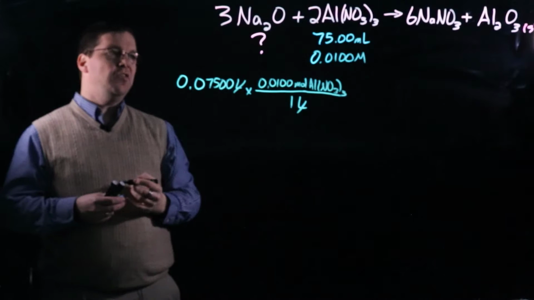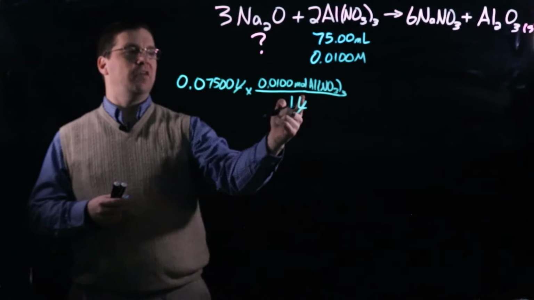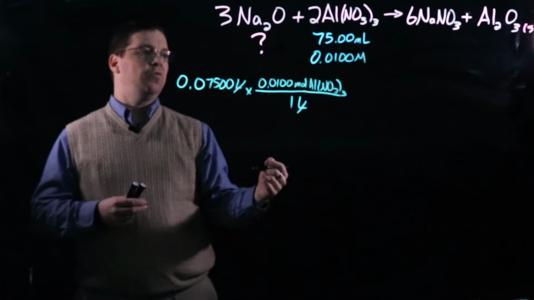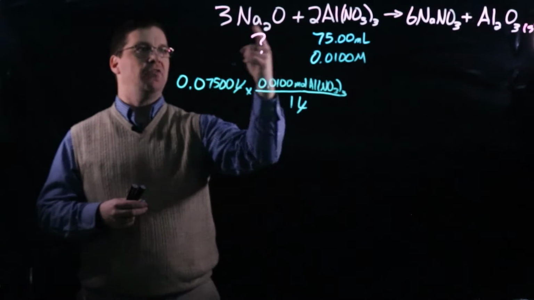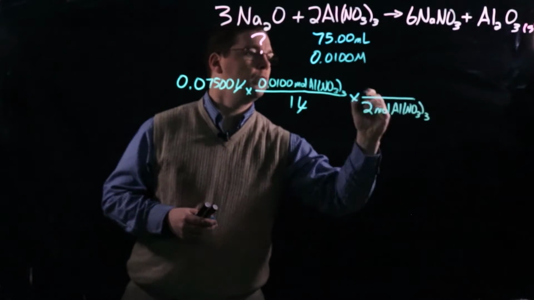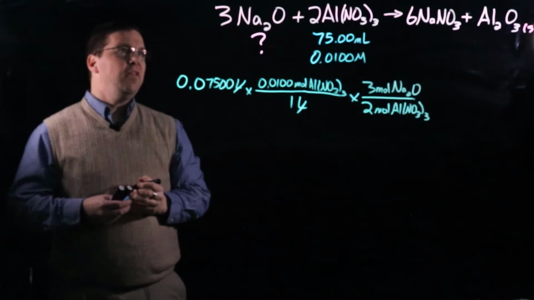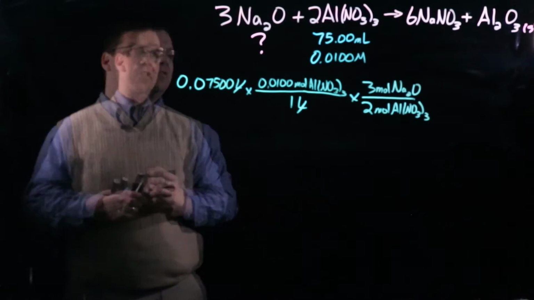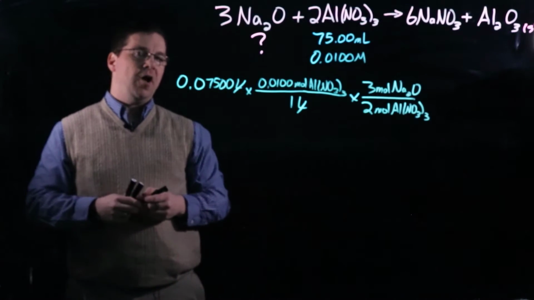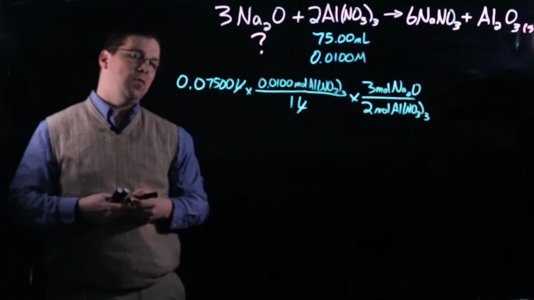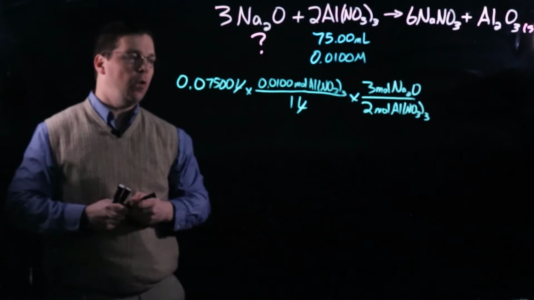The next thing that we need to do is, now that we're in moles of aluminum nitrate, we need to use our mole ratio to go from moles of aluminum nitrate to moles of sodium oxide. Now that we are in terms of the substance that we are interested in, we're going to use the molar mass of sodium oxide to convert into grams, and the molar mass of sodium oxide is 61.98 grams per mole.